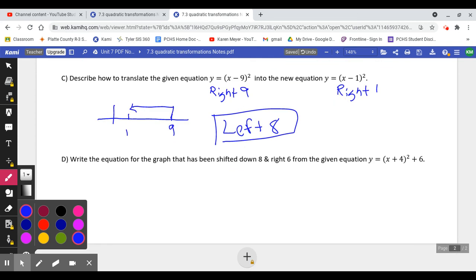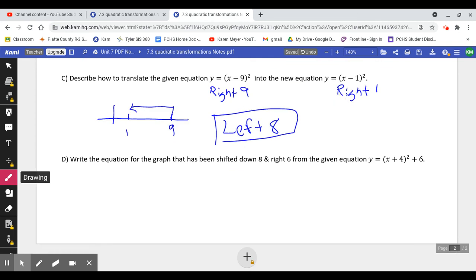Okay, one more equation. Okay, we're going to go down 8 and right 6. So y equals x plus 4. Okay, right or left goes inside the parentheses. So the 6 is going to go inside the parentheses. Just remember to write opposite. So don't write +6, write -6.